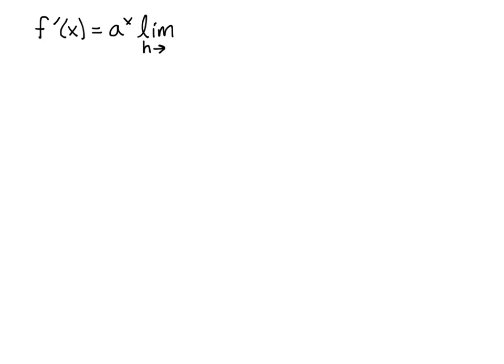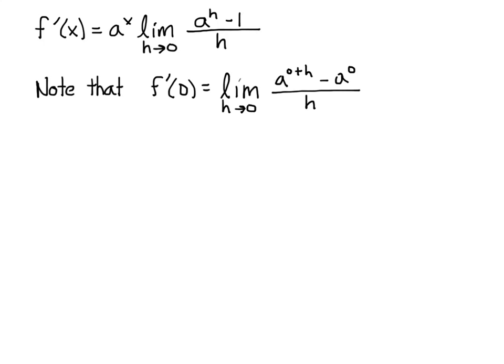So I'll just copy this from the previous page. This is just what I had, that a to the x, the limit as h goes to 0 of a to the h minus 1 over h. Now, let me change gears a little bit here. If we take the derivative at x equals 0, so before I was taking the derivative of the function, now I'm taking the derivative of this function at a particular value, where x equals 0.